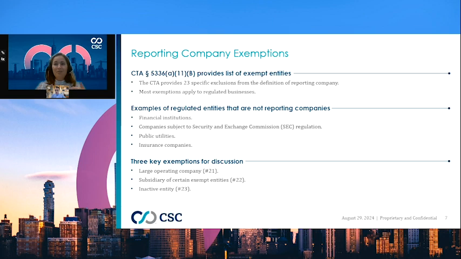I assume people who are tuning into webinars of this sort at this stage are thinking they're probably going to be reporting companies. So I'm going to focus on a few key exemptions here: the large company exemption, the subsidiary of exempt entity exemption, and the inactive entity exemption. We'll look at these in a bit more detail and consider some scenarios.